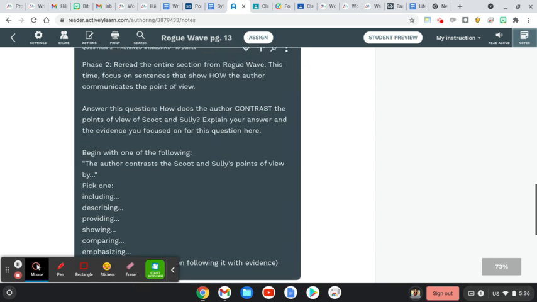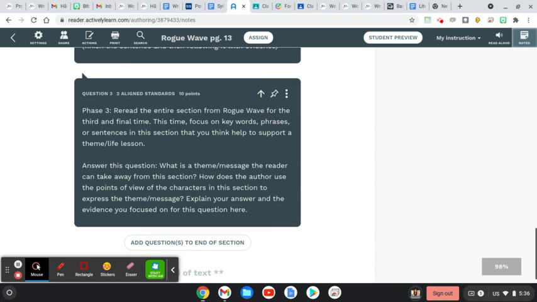As you reread this for one final time, we're going to hone back in on the theme. So you'll reread this final time, looking for keywords and phrases in this section that you think help support a theme or life lesson. We've obviously focused on theme multiple times throughout this week. So if you find that the theme is similar to a theme you did in a previous close read, you can reuse that theme, but now you'd be searching for different evidence.